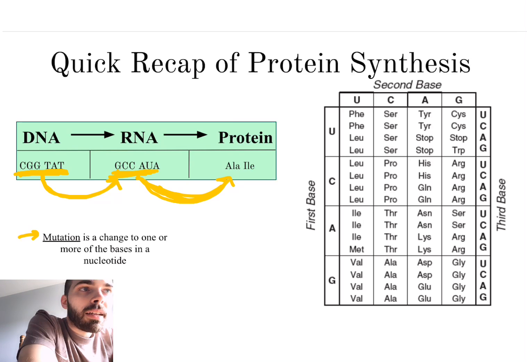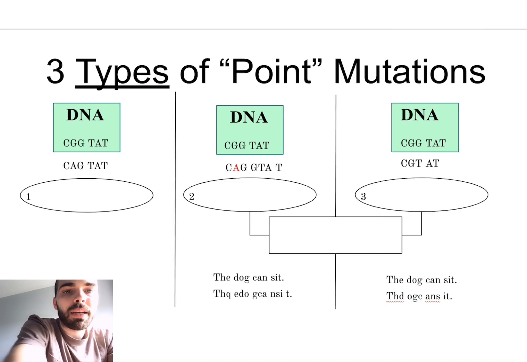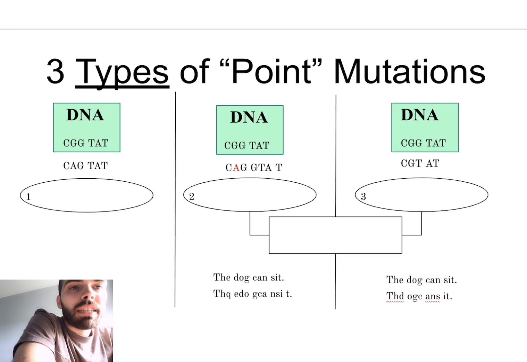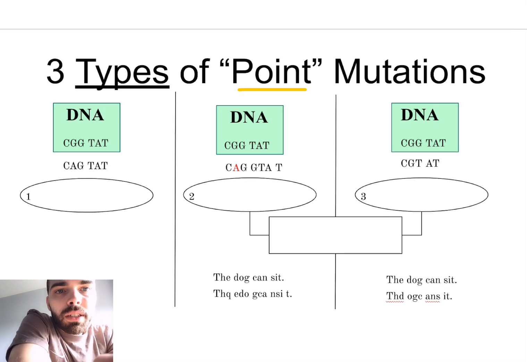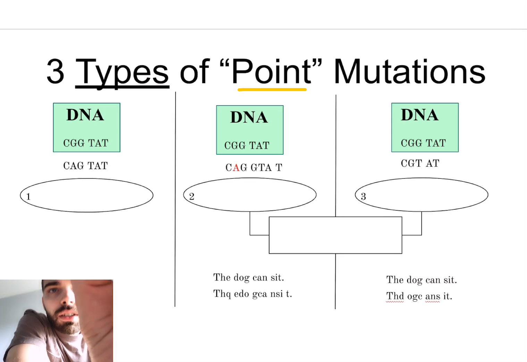So there are 3 types of point mutations. When I say point, I'm just talking about one of the letters. So we're just looking at what happens when we change one of the letters. There are 3 types of those mutations. The first one is called substitution.